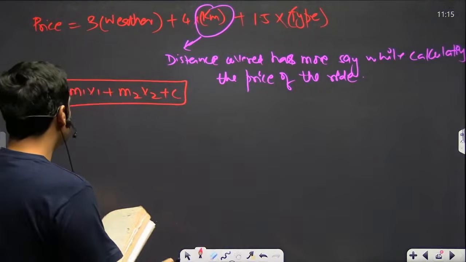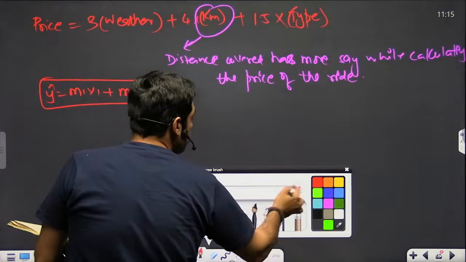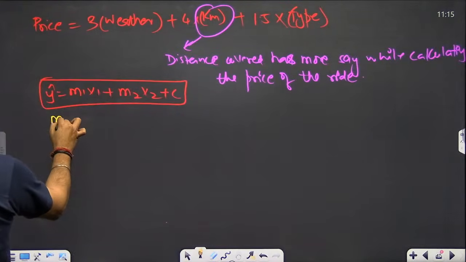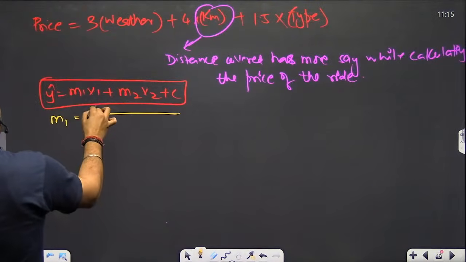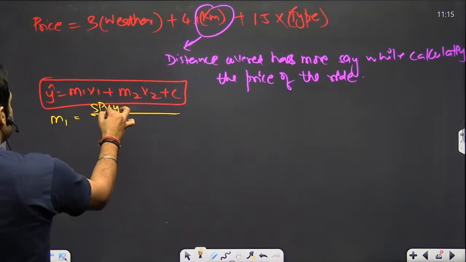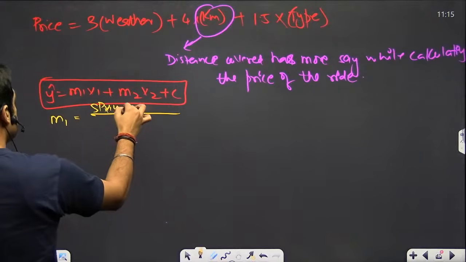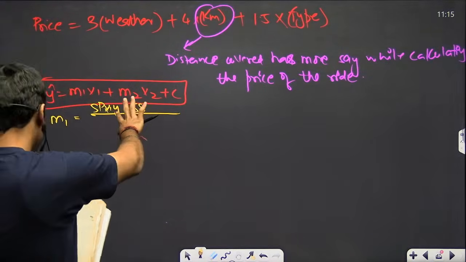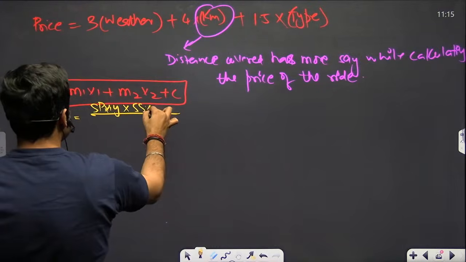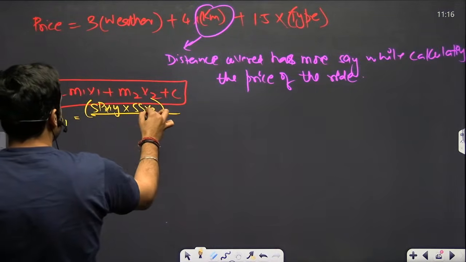I'm just giving you the formula for m1. So how to calculate m1? m1 is calculated as SP x1y into SS. I'll tell you what exactly this signifies, just wait for 2 minutes.